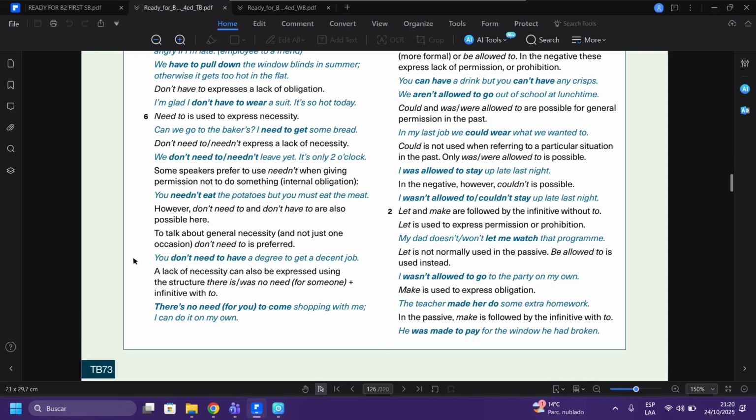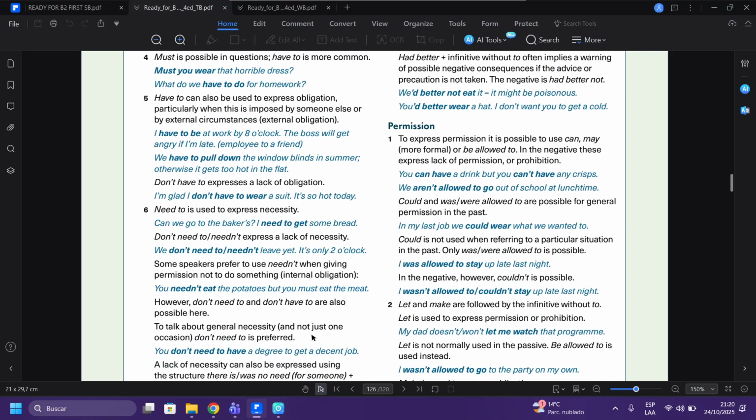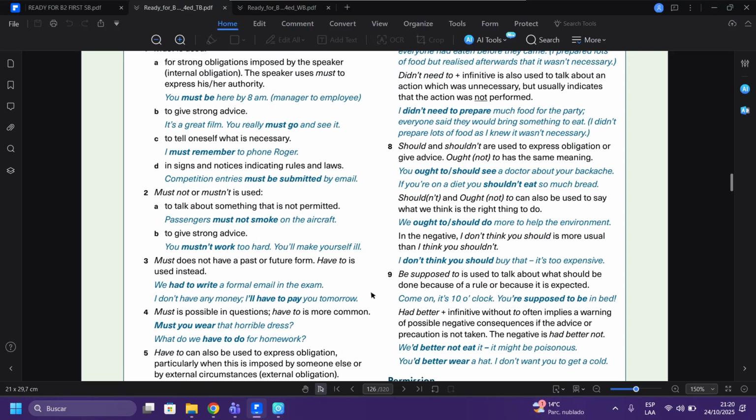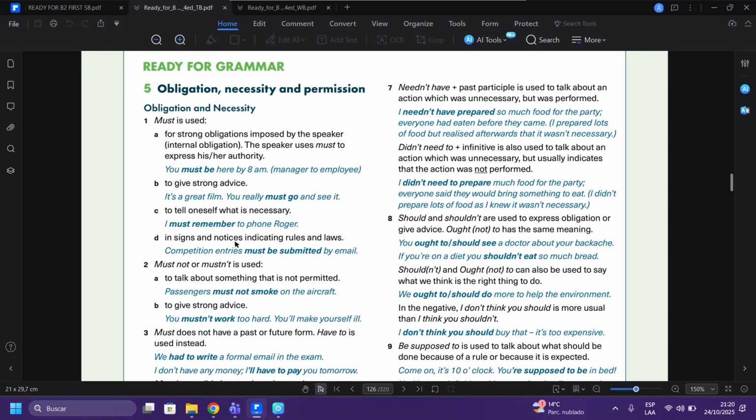Then we have the next one, sorry. A lack of necessity can also be expressed using the structure there is or there was no need for someone plus the infinitive with to. For example, there is no need for you to come shopping with me. I can do it on my own. This is the structure of this. Let's keep moving on to the next part.